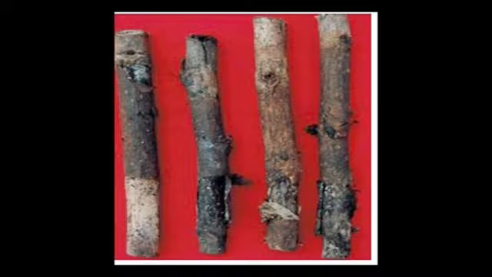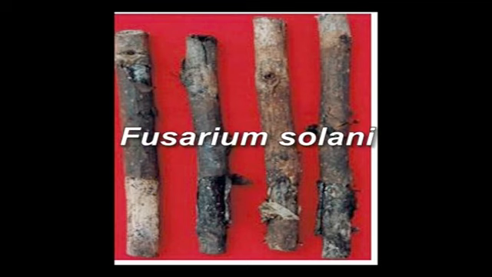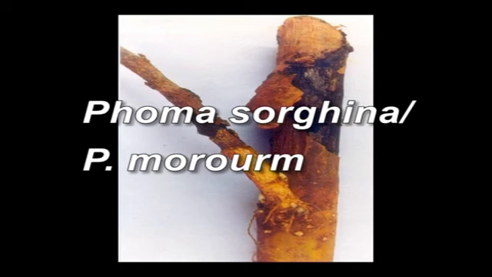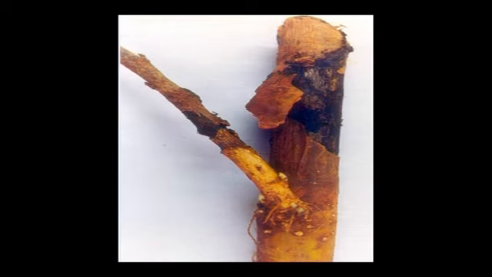Cutting rot. This is caused by Fusarium solani and appears as rotting of the whole cuttings and decaying of bark, resulting in death of the sprouted cuttings. Collar rot. This is caused by Phoma sorghina or Phoma mororum and appears as brown to black discoloration of bark and rotting of cuttings near the soil surface line, the collar region of the cuttings.